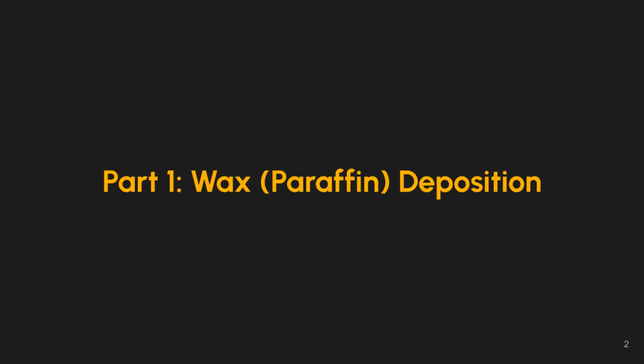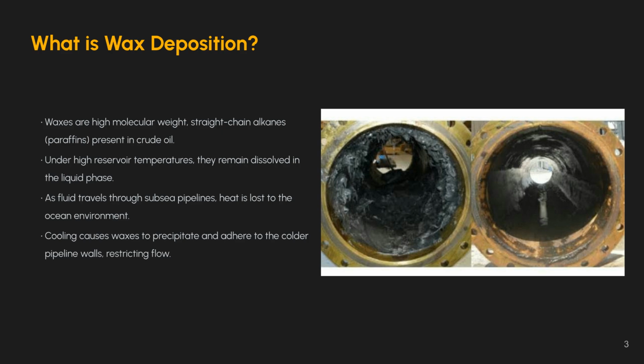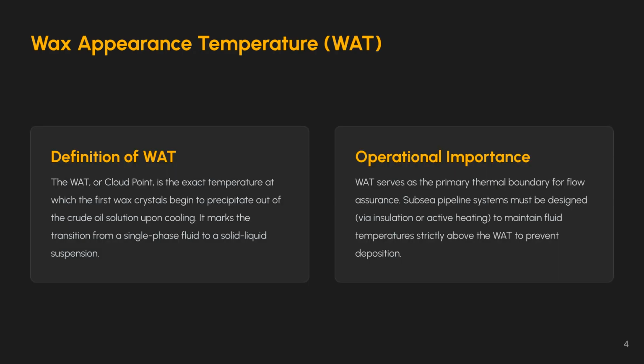In this first part, we will explore wax or paraffin deposition, covering its thermodynamics, mechanisms, and profiling. Wax deposition occurs when high molecular weight alkanes in crude oil precipitate due to cooling as fluid travels through cold subsea pipelines, leading to flow restrictions. The wax appearance temperature, or WAT, marks the point where wax crystals begin to form. Managing this is critical for pipeline design and flow assurance.